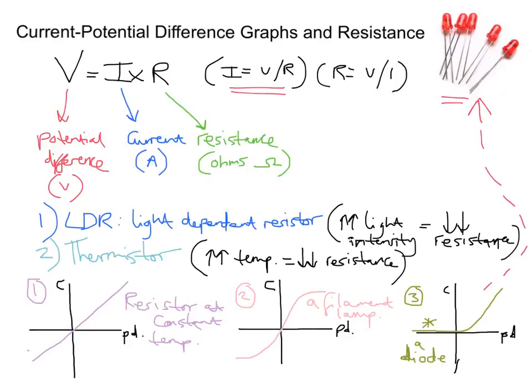So there we have just some key bits in this video that I wanted to talk about on the topic of current potential difference graphs and resistance. We've linked to the equation V equals IR, potential difference, current, resistance, and we've manipulated that equation to be able to identify, if you wanted to, what I on its own would be and what R on its own would be. We've given two examples of resistors, the LDR and the thermistor, and said how they operate. And I've drawn the three classic current potential difference graphs that you see, the one for a resistor at constant temperature, the one for a filament lamp, and one for a diode.